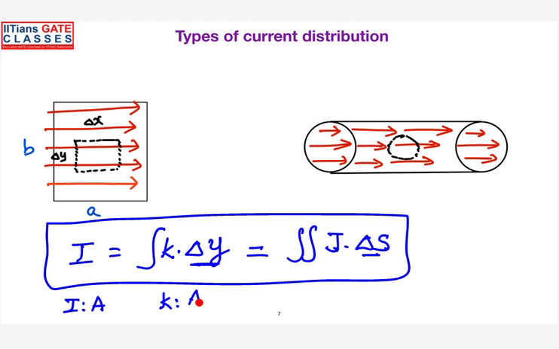So any questions in the current distribution we can discuss. So the concepts are clear now. Shall I move? Shall I go ahead?